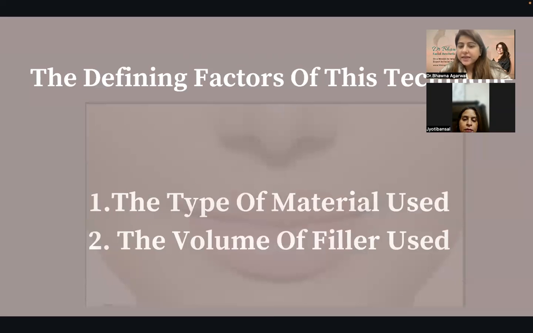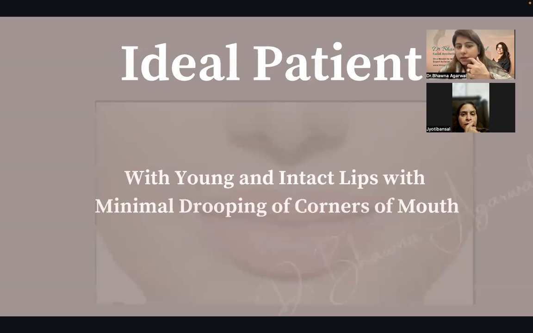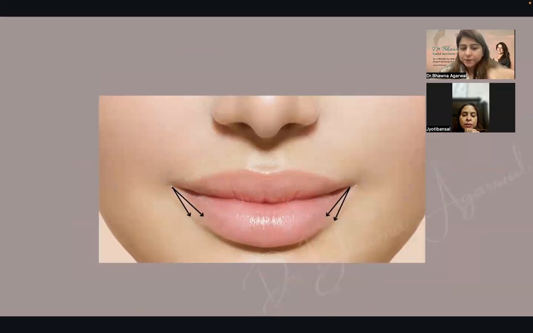So the defining factors, again, are the type of material used and the volume of filler used. The rationale is that we are providing minimal support which stabilizes the mouth corner through the lower lip. The ideal patient is a young patient with intact lip with minimal drooping of the corners of the mouth. This is the injection technique: linear threading. The entry point is the corner of the mouth. The direction of insertion is from the entry point, moving downwards into the lateral 0.5 to 1 centimeter of the lower lip, like this.